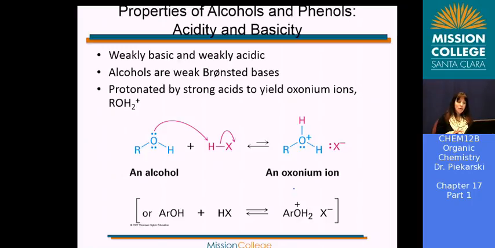Now, alcohols and phenols are weakly basic and weakly acidic. If a molecule or compound acts as an acid or a base, it's known to be what? Amphoteric. Good. So they can act as an acid or a base depending on what you're reacting with. Alcohols are weak Bronsted bases. What does a Bronsted base mean? Bronsted base means that it's a proton acceptor.